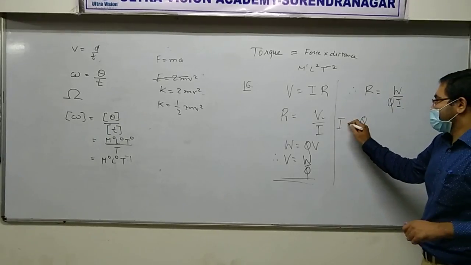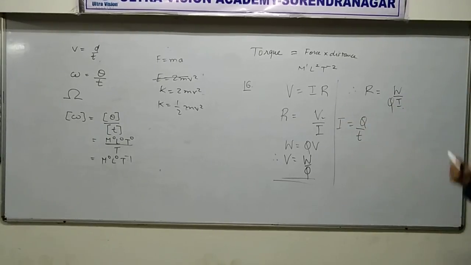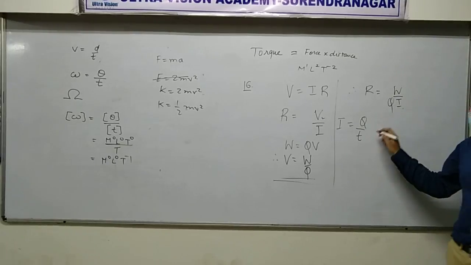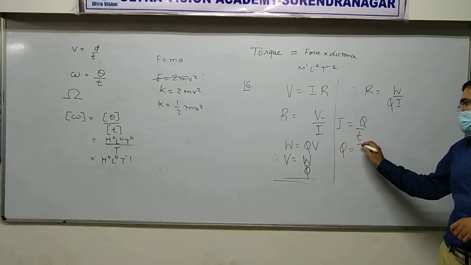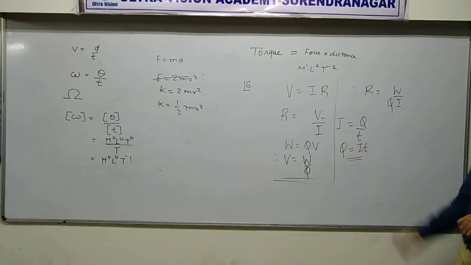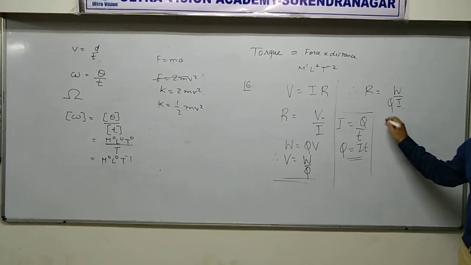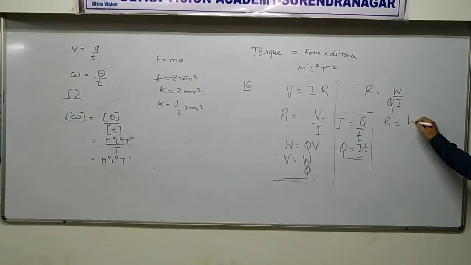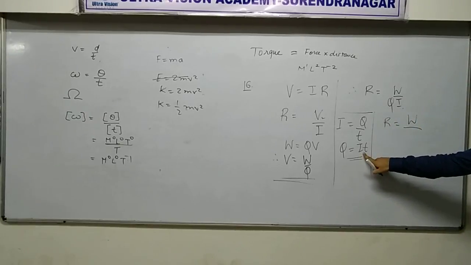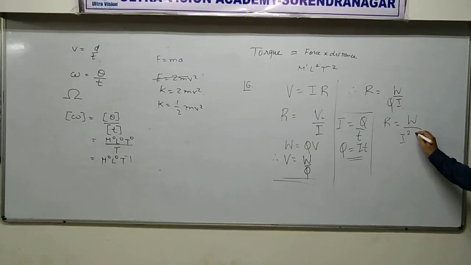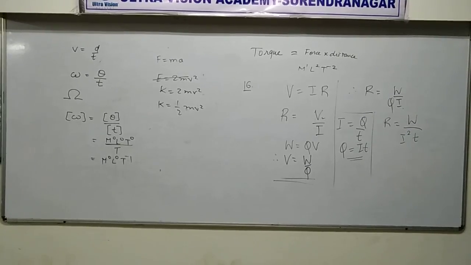Yes or no? Everyone. I is equal to Q upon T. So Q is equal to IT. Clear? Q is equal to IT. So how do you do it? R is equal to W upon, instead of Q, what should I write? Yes. So I into I, that is I square T. Understood? Clear or not? Okay. So from here on, you can find the dimensions.